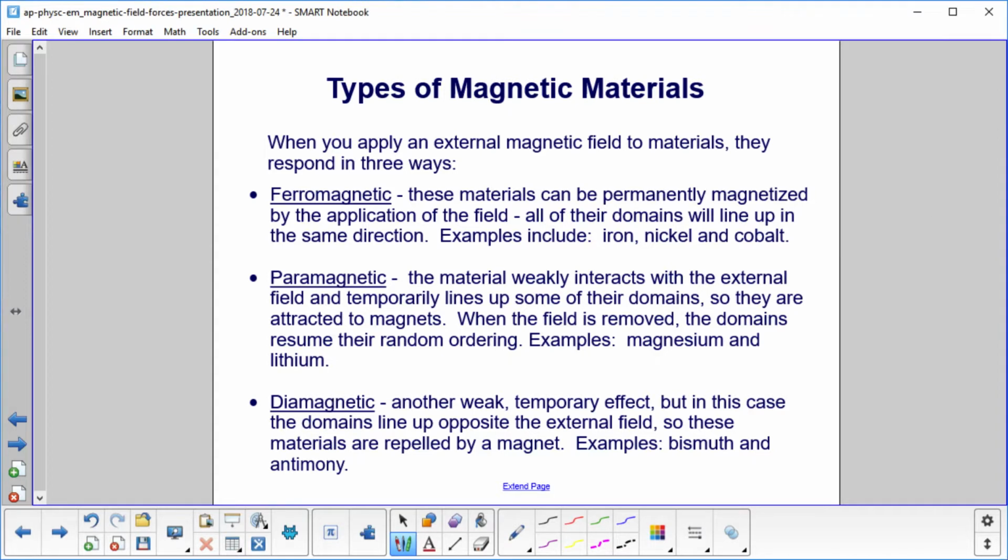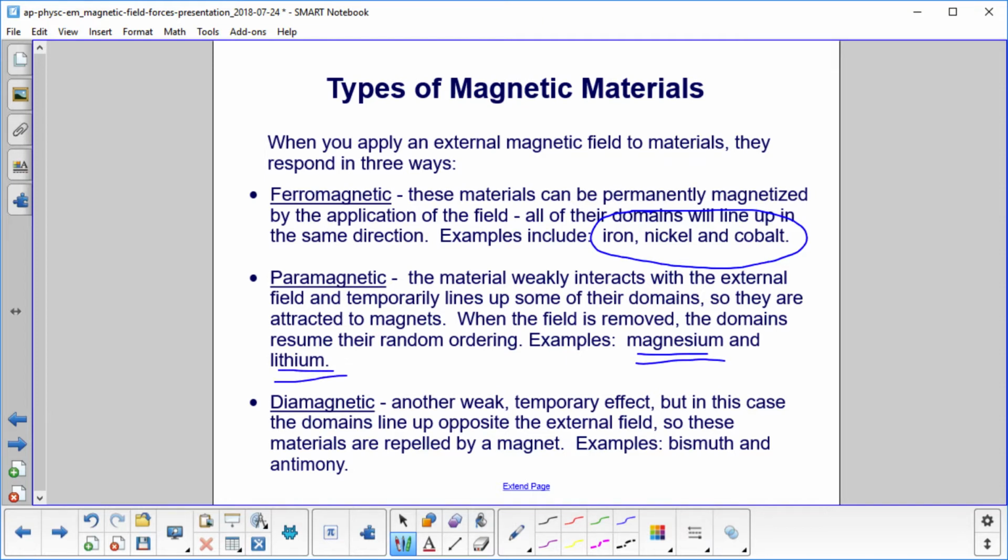When you apply an external magnetic field to materials, they respond in three ways. Ferromagnetic: these materials can be permanently magnetized by the application of the field. All of their domains will line up in the same direction. Examples: iron, nickel, and cobalt. Paramagnetic: the material weakly interacts with the external field and temporarily lines up some of their domains so they're attracted to magnets. When the field is removed, the domains resume their random ordering. You have magnesium and lithium.